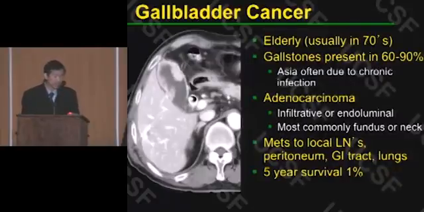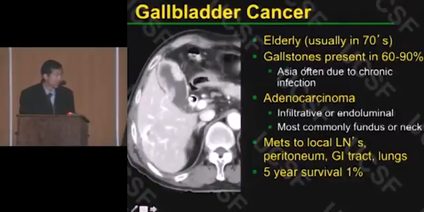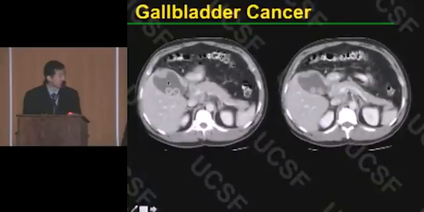This is a deadly cancer with a 5-year survival less than 1%, mostly because by the time we find them, they're widespread. They're associated with elderly patients or patients with gallstones. And again, the very poor prognosis. For example, here's a patient with relatively small tumors, but already we have lymph nodes in the liver hilum and the retroperitoneum. This patient did not survive 1 year.